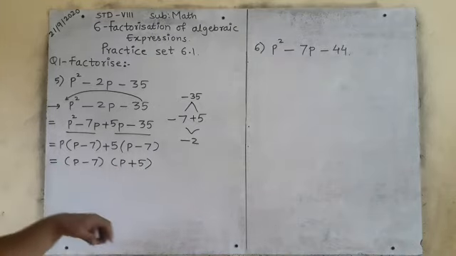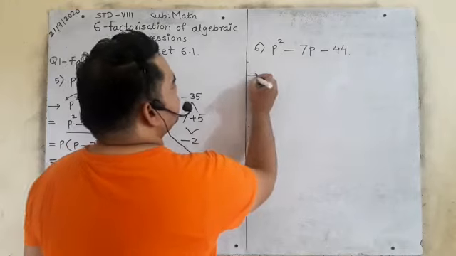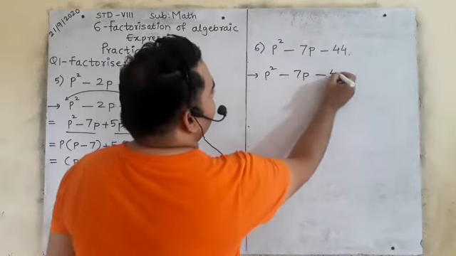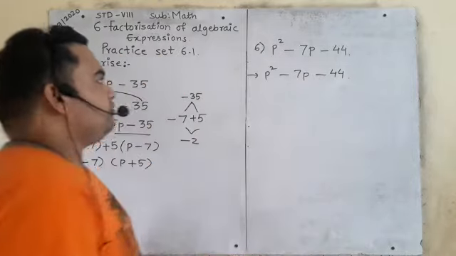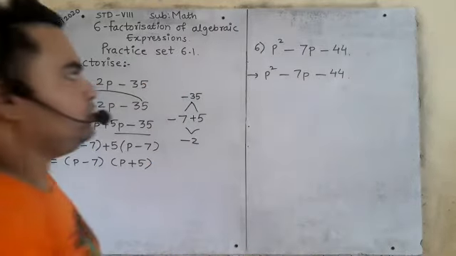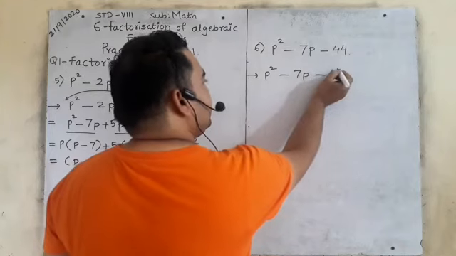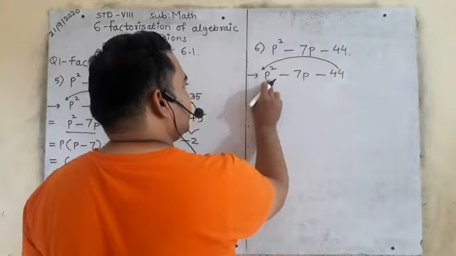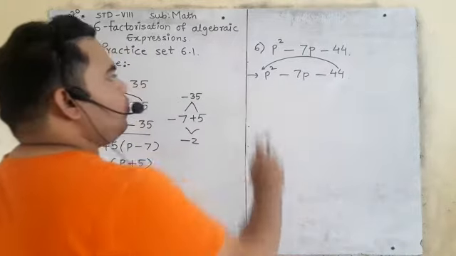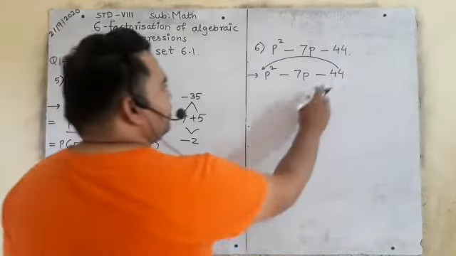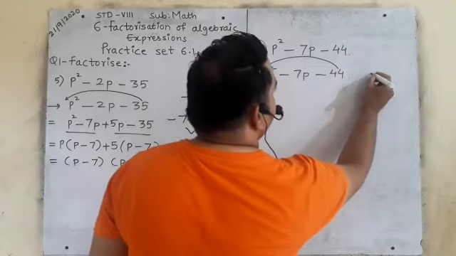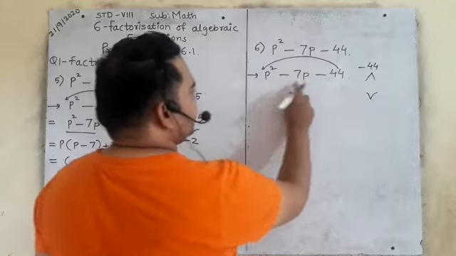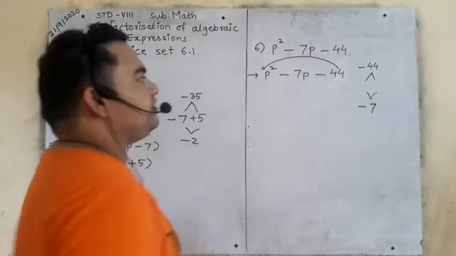This is your answer. Now see here, first we will write question number 6. Copy p square minus 7p minus 44. Is it clear? Question is factorize. What do we have to do? We have to first multiply the constant term to the coefficient of the square term. What is the coefficient of the square term here? 1. Nothing means it is 1. Minus 44 ones are minus 44. Okay. What is your middle term? Minus 7. You will write here minus 7.